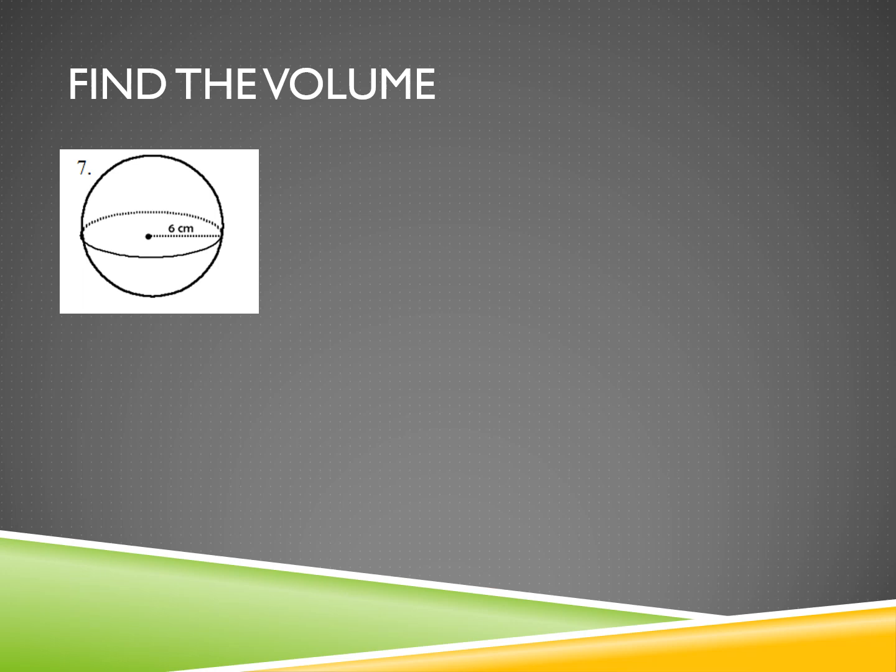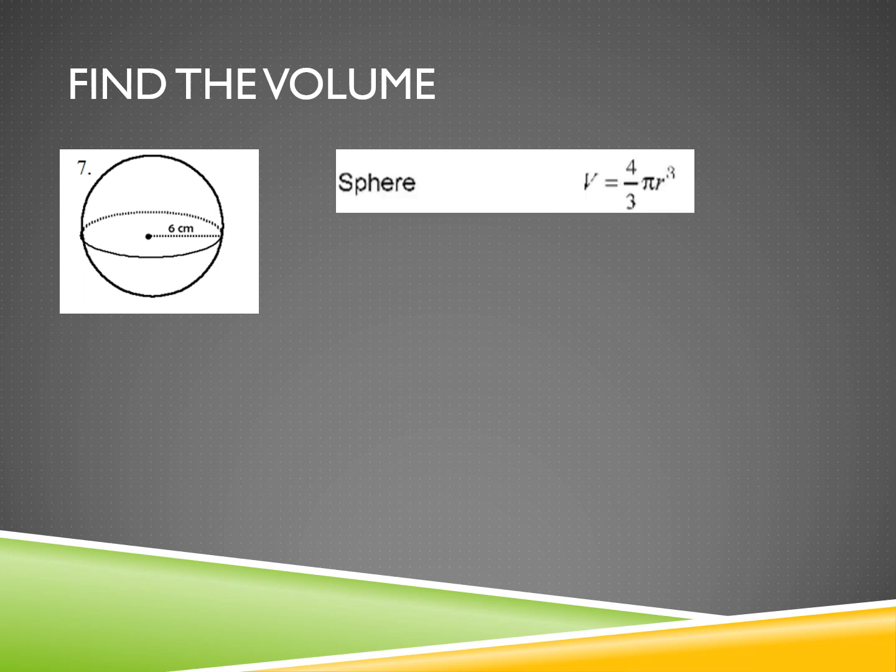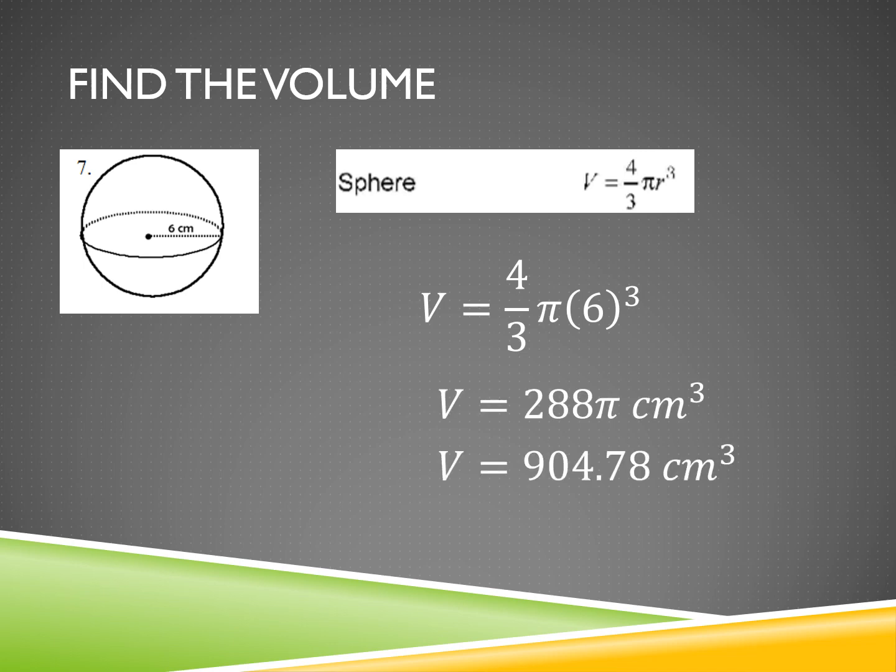Now for this one we have a sphere, and the sphere again is on our reference table, 4/3 pi r cubed. So again, we are going to just take what we know from the picture and put it straight into our formula, put it in the calculator, and then there's the answer with pi in it, and then when pi is put into the calculator.